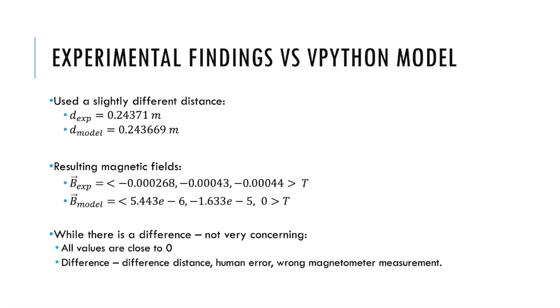Our B for the model is slightly different. It's 5.443 e to the negative 6, 1.633 e to the negative 5, and then 0. While there's a difference, it's not very concerning as all the values are very close to 0. The difference might be because of the different distance, or some human error, and we could have gotten the wrong magnetometer measurement, which could have led to a different magnetic field.